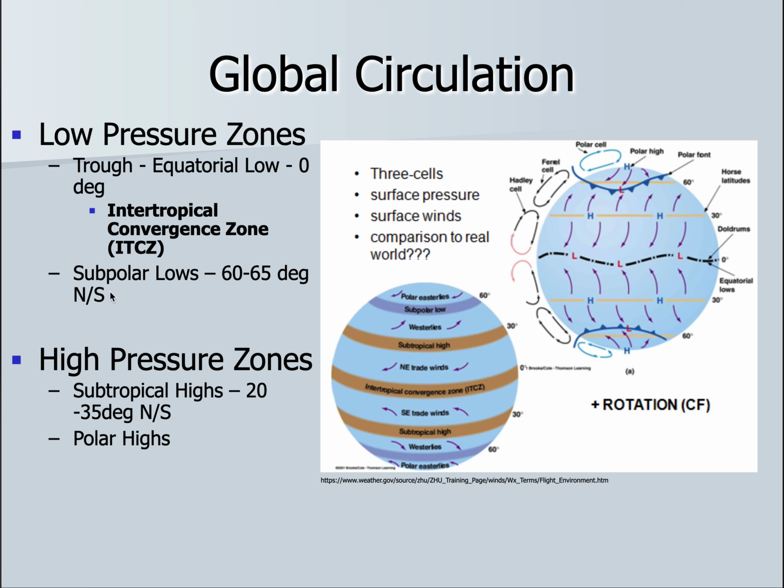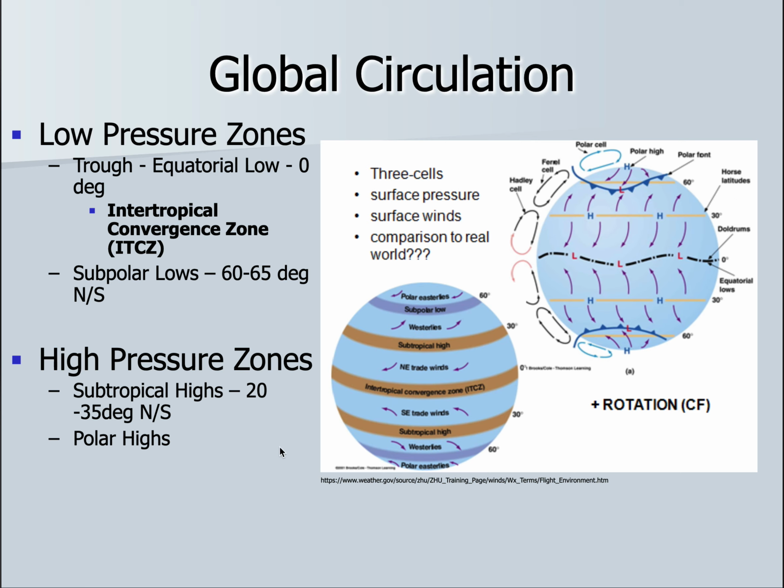The other low pressure zones that are at 60 degrees latitude north and south are called the subpolar lows. And sub is because they're below the poles. Remember, poles are at 90 degrees, so 60 is below 90, so this is a subpolar low, and I've got a subpolar low here also.